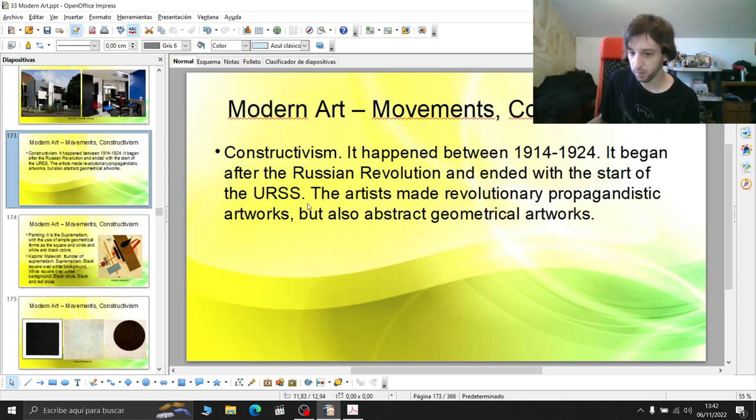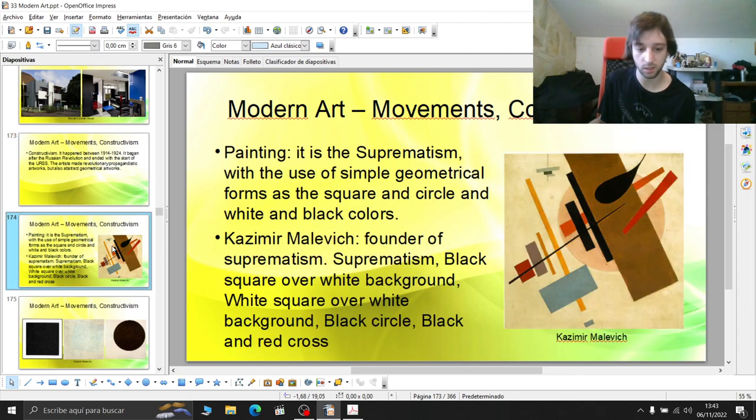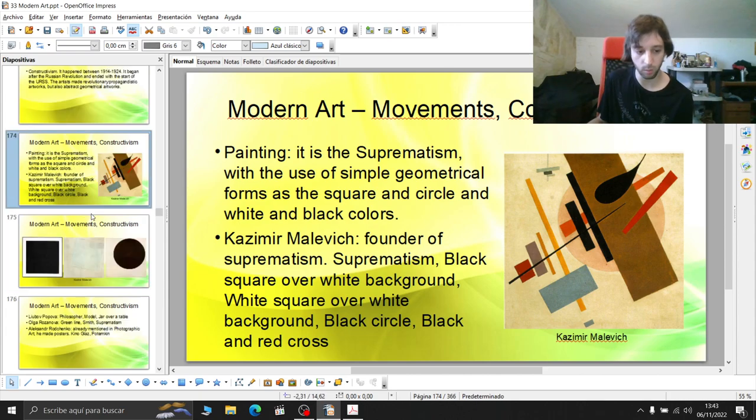Constructivism began after the Russian Revolution and ended with the start of the USSR. The artists made revolutionary propagandistic artworks, but also abstract geometrical artworks. Suprematism painting is the supreme thing, with the use of simple geometrical forms, the square and circle, and white and black colors. Kazimir Malevich, founder of Suprematism. And here are the different artworks.